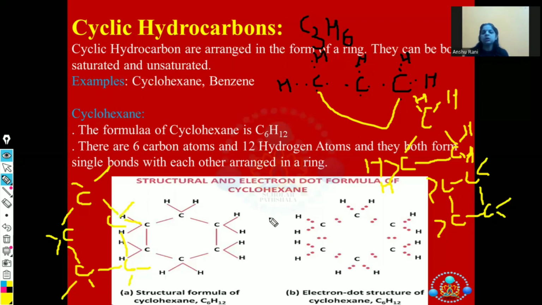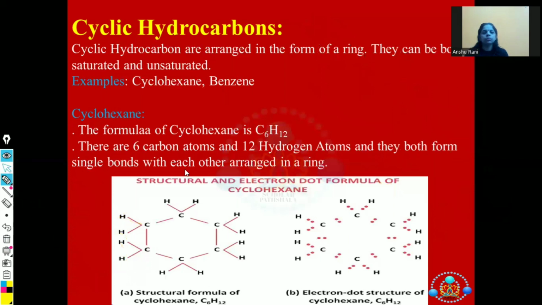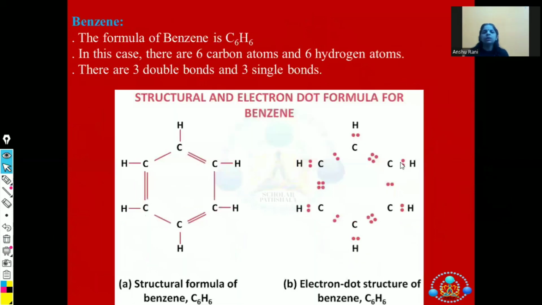This is cyclohexane. We can generalize the formula of cycloalkanes as CnH2n. It is similar to alkene, but they are saturated hydrocarbons. They have all carbon-carbon single bonds. Then comes a very special element. It is an aromatic hydrocarbon. It is benzene.